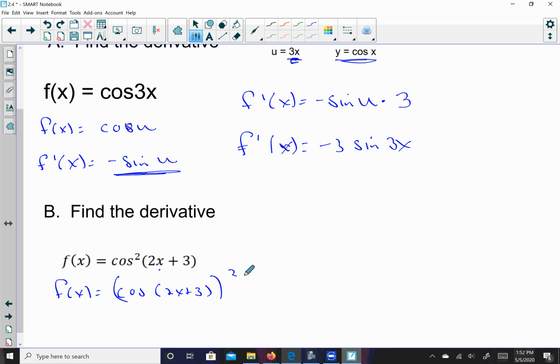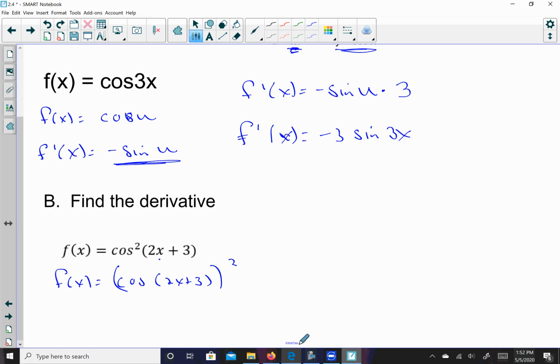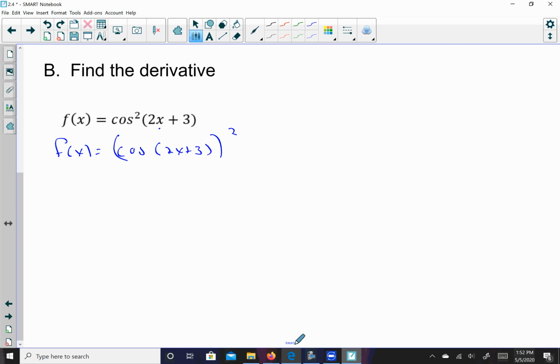So when I use the chain rule, I start from the outermost function. In this case, my outermost function is raising something to the second power, and I take the derivative of that. So the derivative of raising something to the second power would be to take the 2 and bring it out in front, and then decrease the power by 1. This does not change, so this will still stay cosine of 2x plus 3, and reduce the power by 1, so that'll be 1. And I think I need another parenthesis.